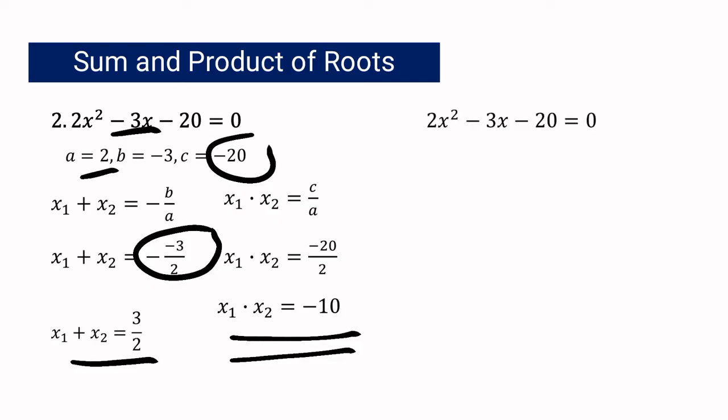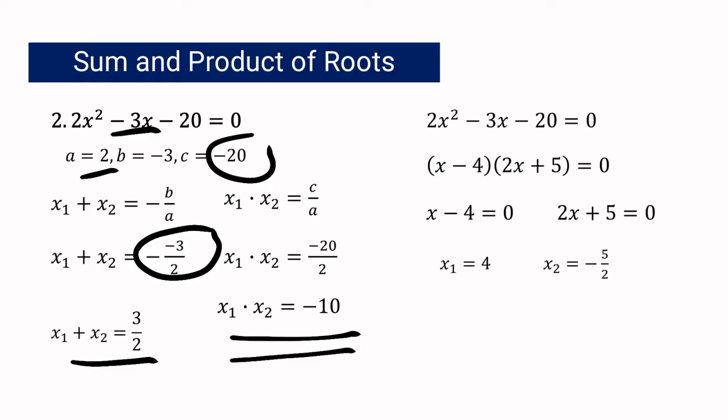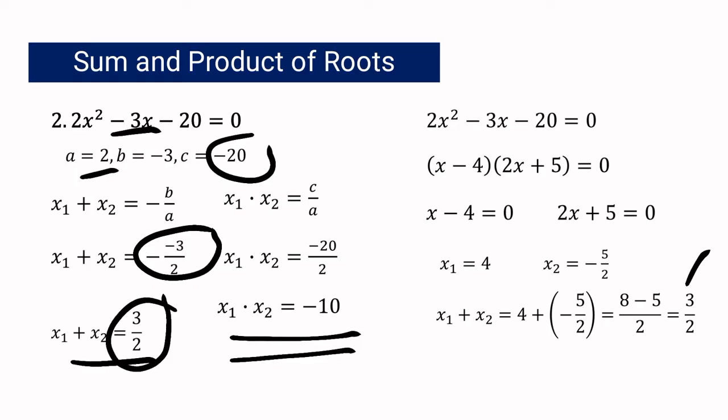If we have 2x squared minus 3x minus 20 equals 0, the correct factors are x minus 4 and 2x plus 5. Zero product property, we are going to equate each factor to 0 and we are going to solve for x. For x sub 1, it will become 4 and for x sub 2, that will be negative 5 over 2. If we get the sum, 4 plus negative 5 over 2, it will become 8 minus 5 all over 2. So we have 3 over 2, just like what we have here.